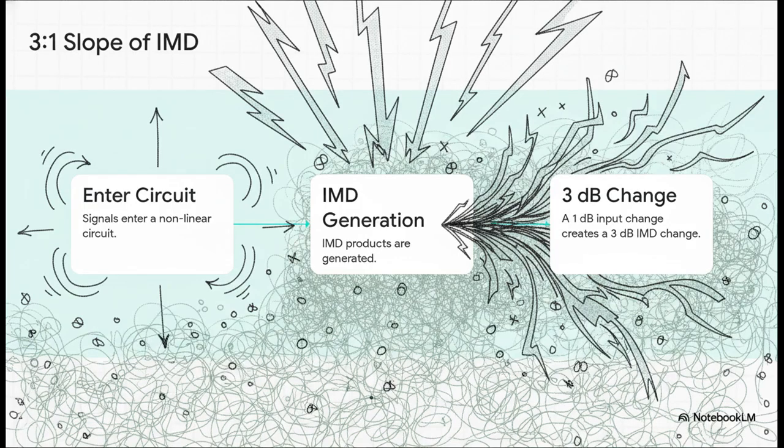This 3-to-1 slope means a tiny 1 decibel increase in incoming interference rapidly creates a massive 3 decibel change in these generated ghost signals. If the interfering signals get just a little bit stronger, your radio essentially starts fabricating its own incredibly crowded, messy band, completely overpowering anything you actually want to hear.